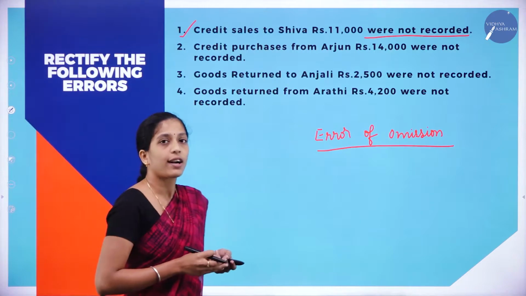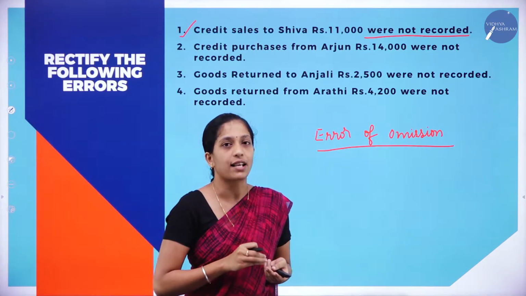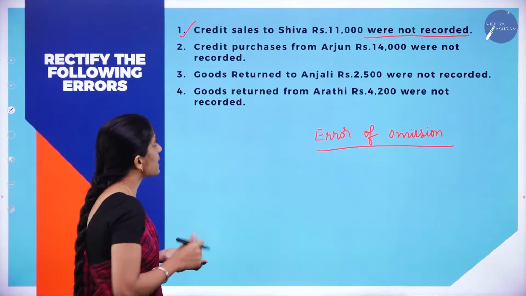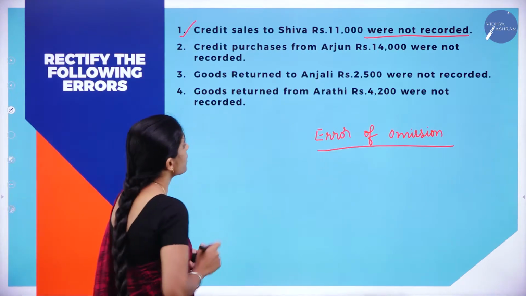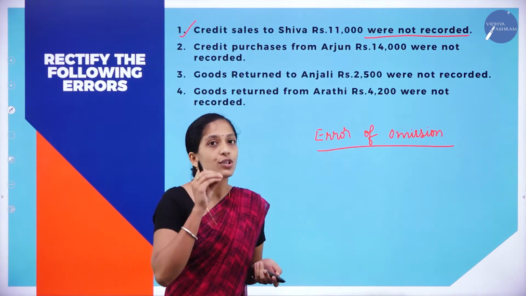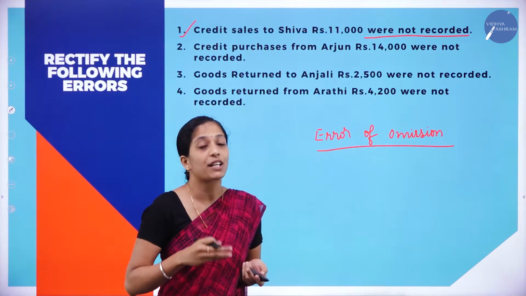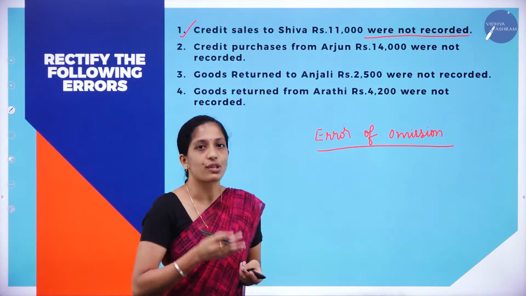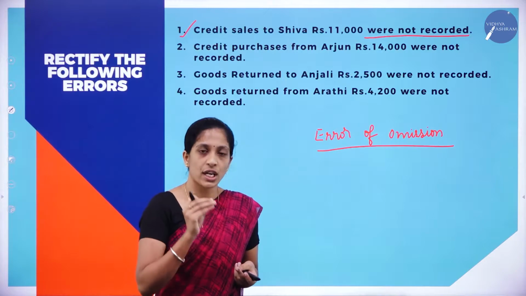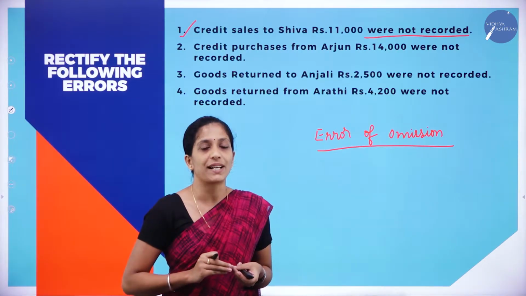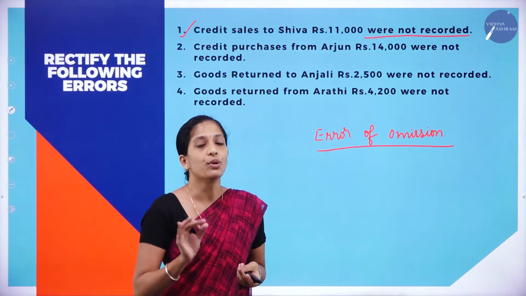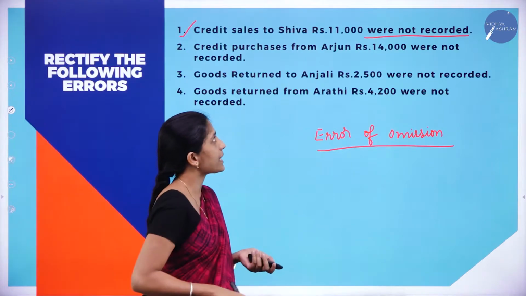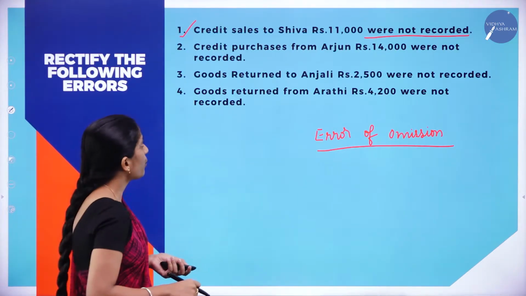Now they have not recorded this transaction. Now we shall record this transaction and rectify the error. So what is the entry for this transaction? Credit sales to Shiva. You know the journal entry. Shiva's account is debited to sales account, because Shiva is receiving the goods, and goods go out of the business. Shiva receives those goods, so his account has to be debited. So Shiva's account debit to sales account, because goods go out of the business. We record it as to sales account, and the amount is 11,000.